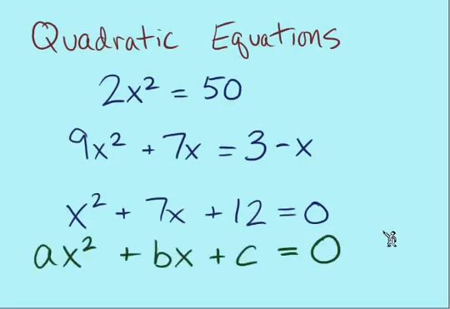What really makes us have a quadratic equation is that we can write it in this form: ax squared plus bx plus c equals 0. And a, b, and c will always have numbers there. Those letters stand for our coefficients. So in this example, x squared plus 7x plus 12 equals 0, we would say that a is 1, b is 7, c is 12. That's one way we can talk about these quadratic equations.